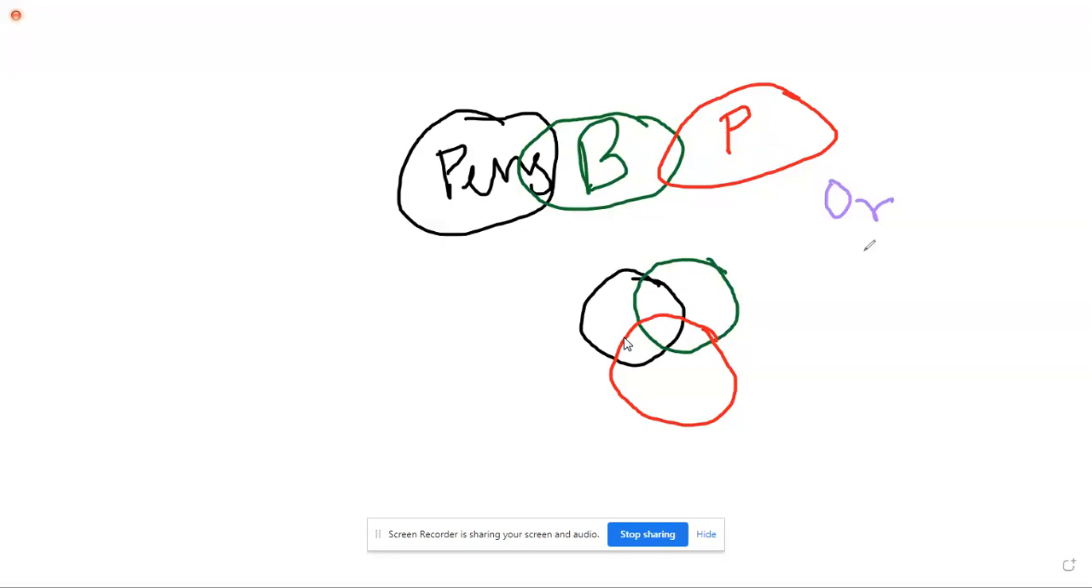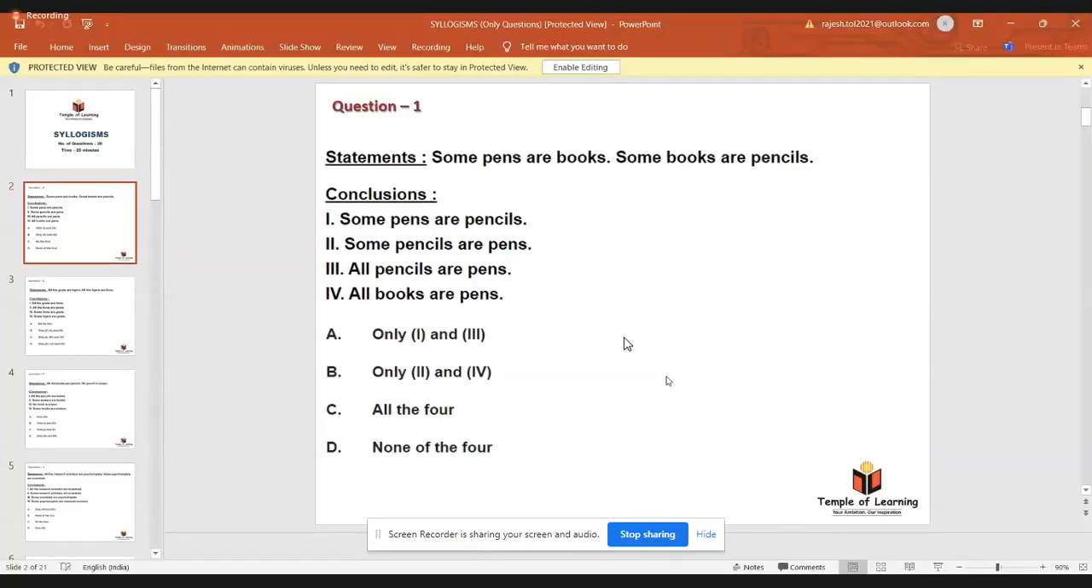Is that okay? Are you getting the logic, students? Yes, sir. So anything that we are 100% sure of is only considered as our answer. So here the answer will be none of the four. Let me proceed to the next question. Once we discuss 3, 4, 5 questions, you'll be in an advantageous position. Syllogism, students, is one of the very interesting topics from logical reasoning.